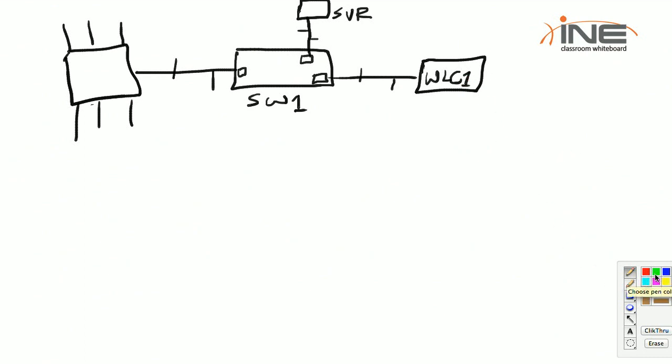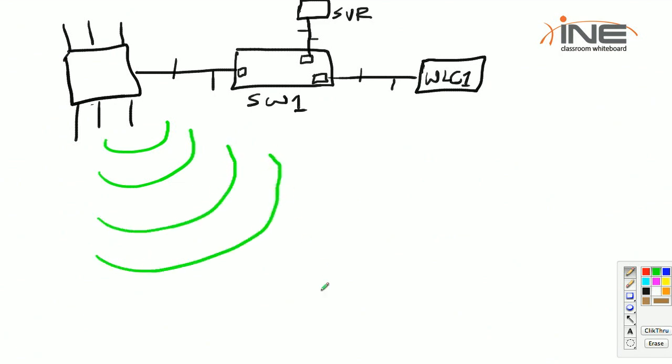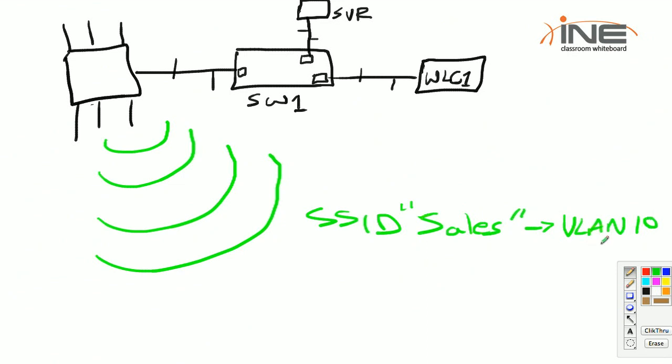Now, emanating out from this AP is the SSID of sales. And that's going to be ultimately mapped to VLAN 10. VLAN 10 happens to be named sales, but really the naming has no significance. It's just there for our sanity. Okay, so the SSID of sales will be mapped to VLAN 10.